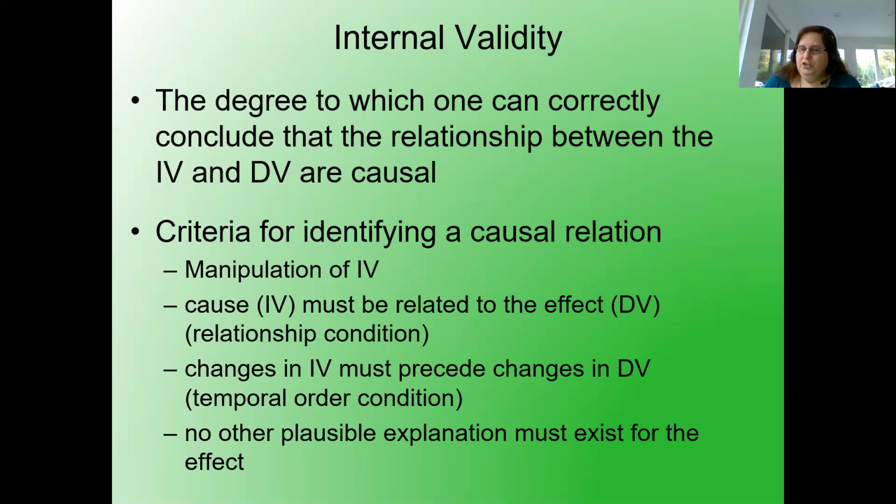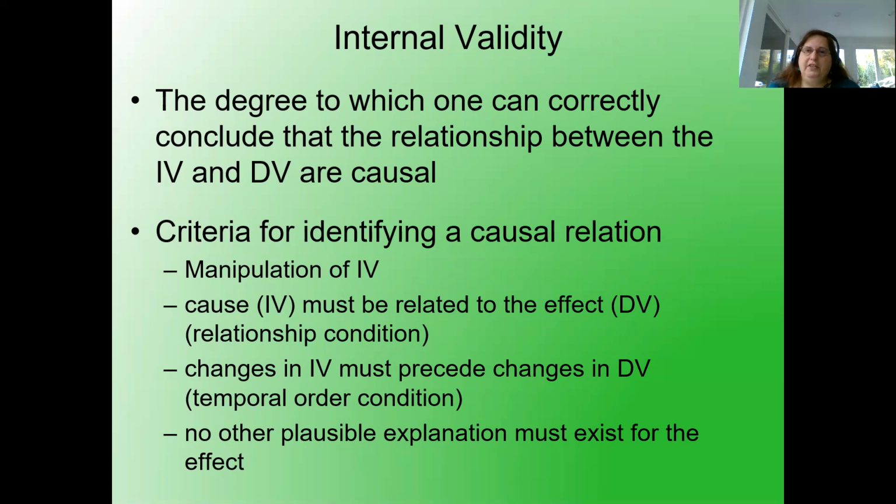Now, let's turn our attention to internal validity. That's the third, and we'll spend a bit more time on this one. This is the degree to which one can correctly conclude that the relationship between the IV, the independent variable, and the DV, the dependent variable, is causal. So let's talk about the criteria for identifying a causal relationship.